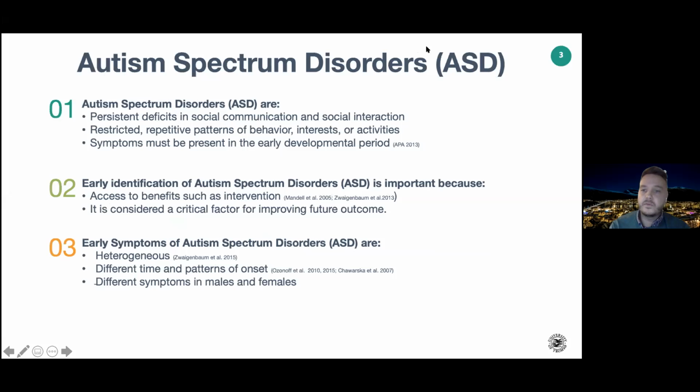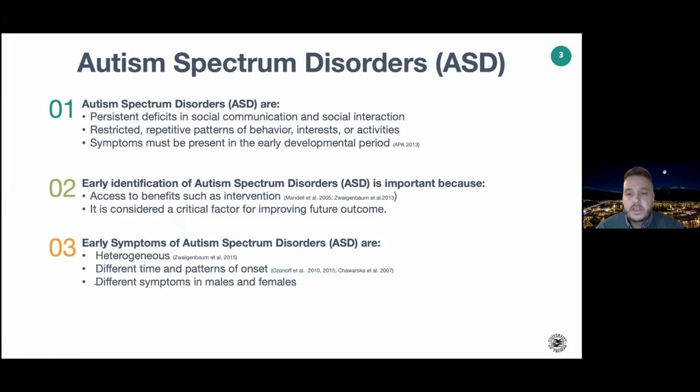So basically, we can start here because it's important to know that autism spectrum disorder is persistent deficits in social communication and social interaction. We have the restricted, repetitive patterns of behavior, interests, or activities. And the symptoms must be present in the early developmental period, as Fred also talked about the last time.